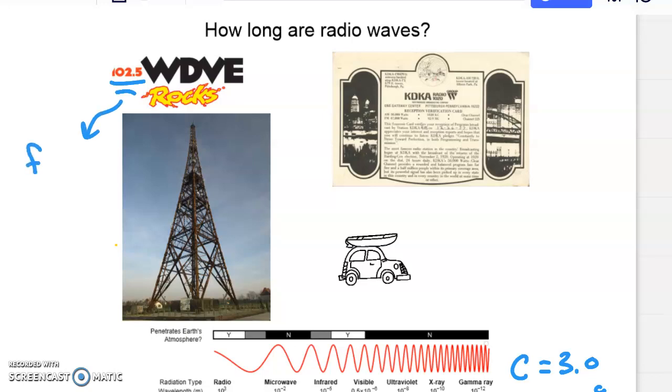Now, here in Pittsburgh, a popular channel is WDVE, and WDVE is 102.5 on the FM dial. Whenever we have FM, that is an abbreviation for frequency modulation. We know that that number is in megahertz. Mega, as we can remember, is 10 to the 6th hertz. And so I look at that 102.5 and I know the frequency is 102.5 times 10 to the 6th hertz.